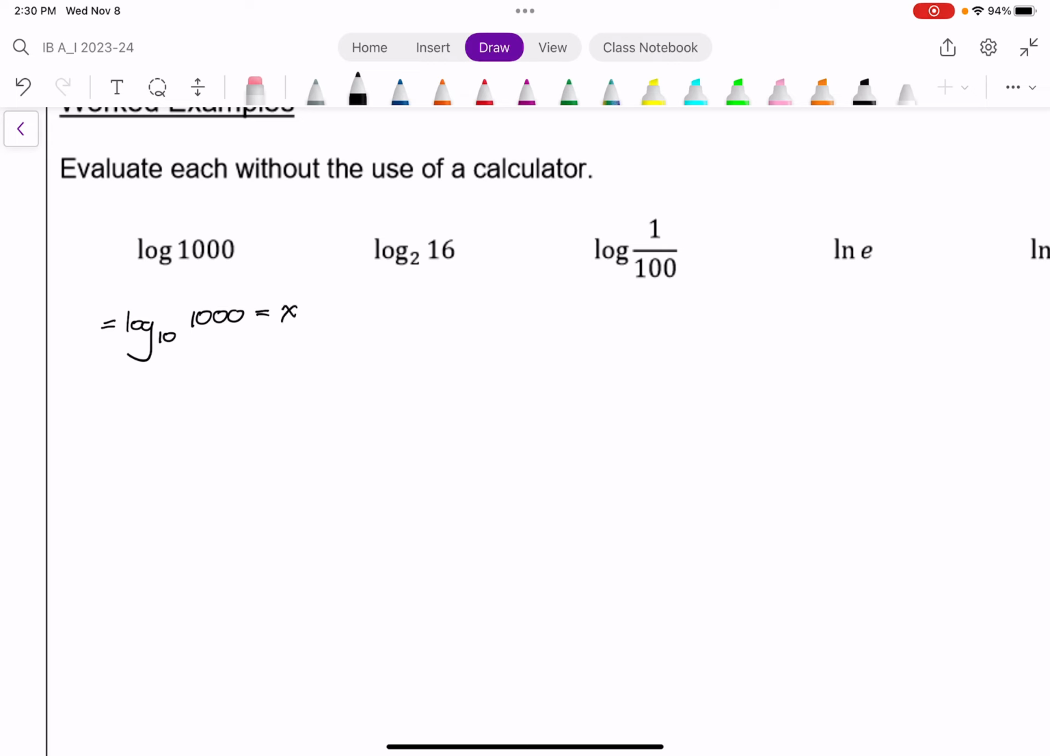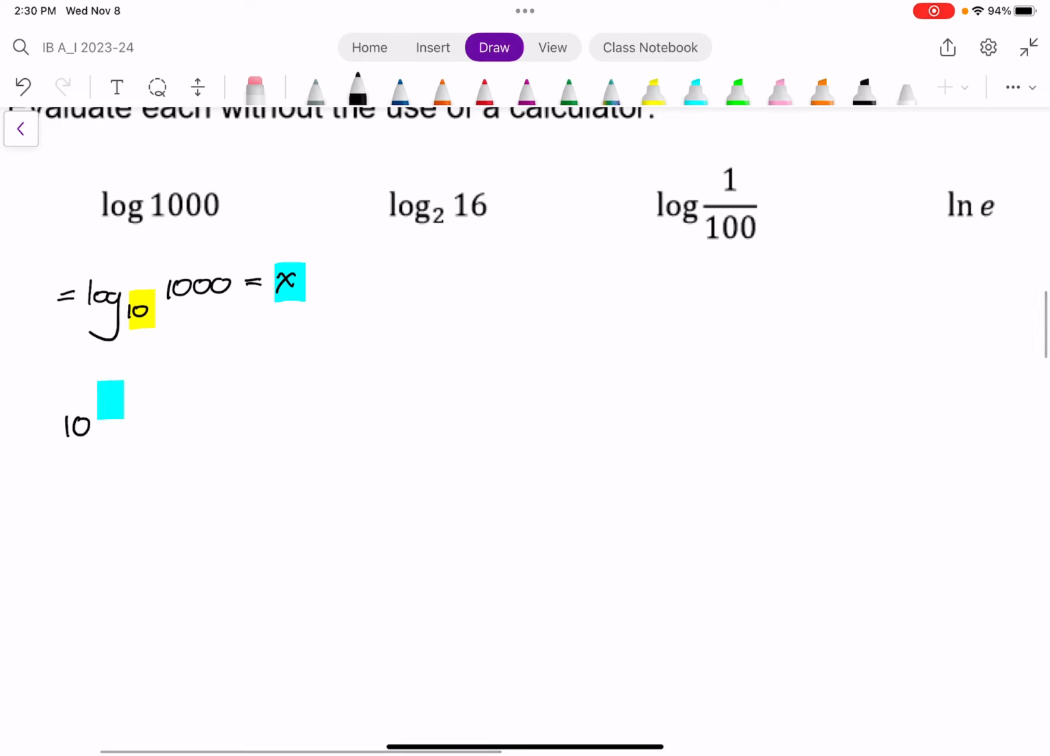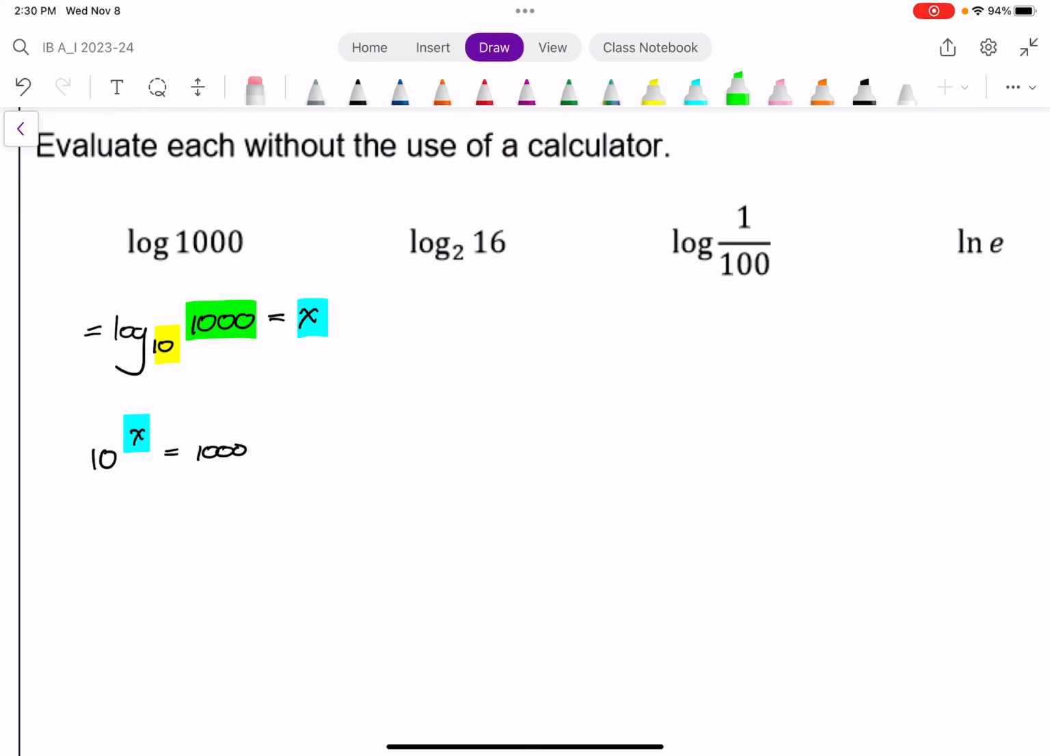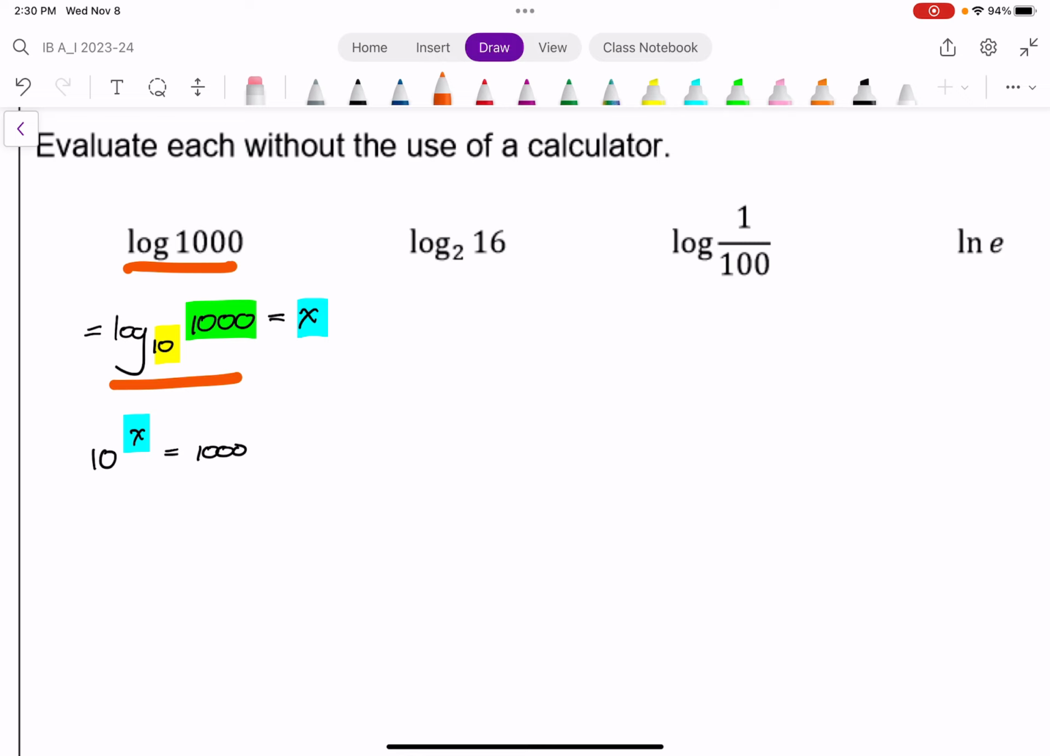Well, what this really means is kind of an exponential expression in reverse. And so this means 10 to the power of, I don't know yet, x, equals 1,000. Anytime I see a logarithmic expression like this, I need to think, okay, what does this mean in terms of an exponential expression? Again, this really means 10 to the power of what equals 1,000? Well, 10 to the power of 3 equals 1,000. Therefore, the log of 1,000 equals 3.